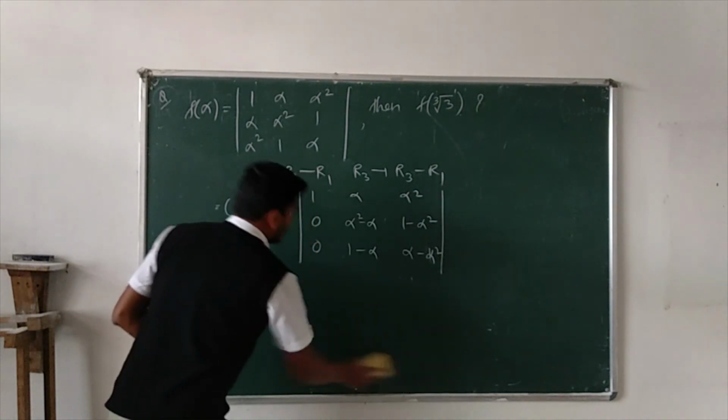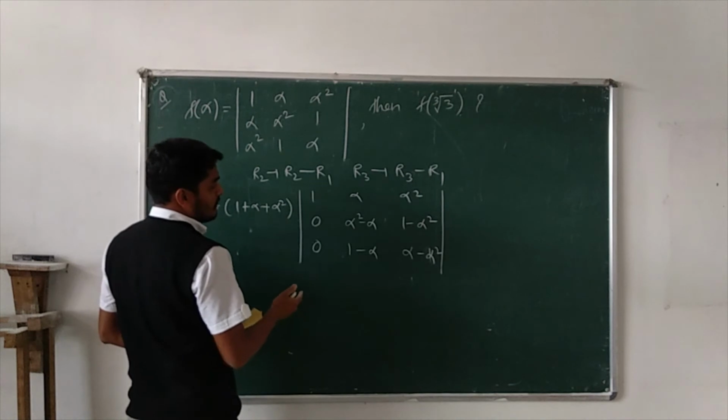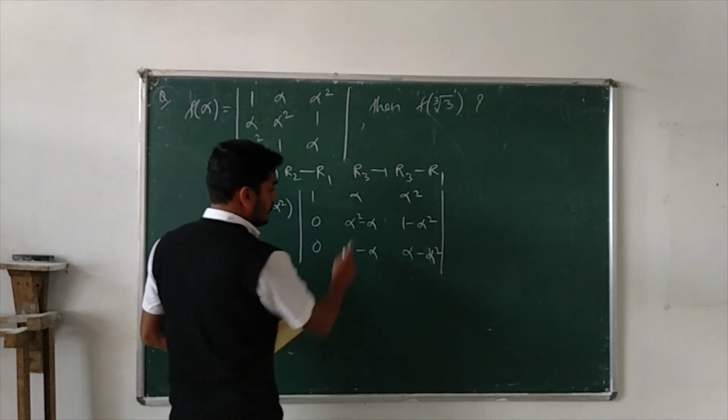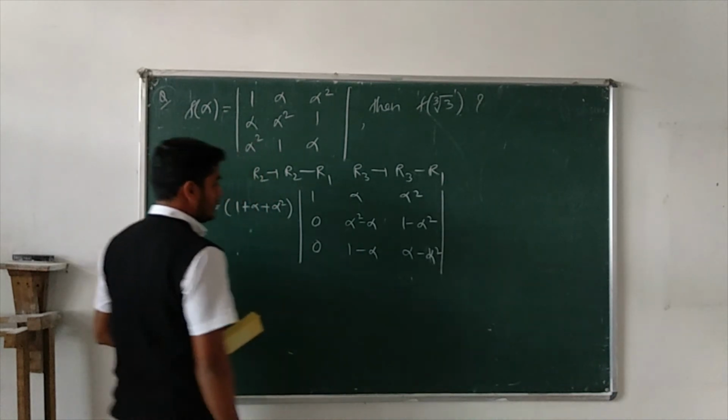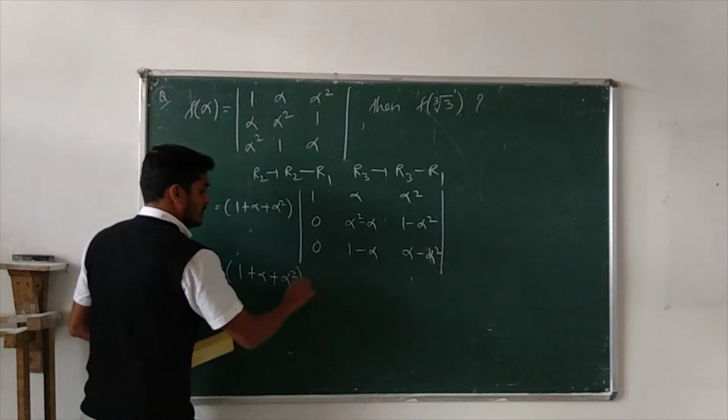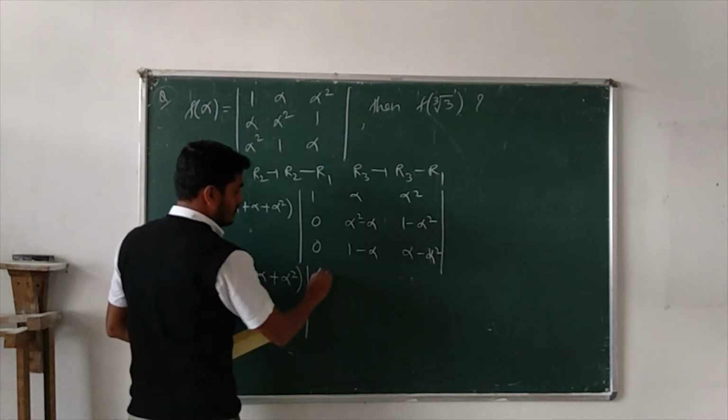And now we can simplify, and from the observation you have come to know that from here 1 minus alpha will be common. From the second row 1 minus alpha will be common. Am I correct? So 1 plus alpha squared. So from the second row 1 minus alpha will be common.